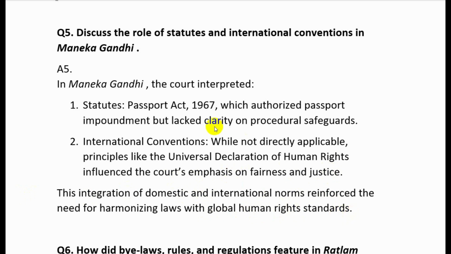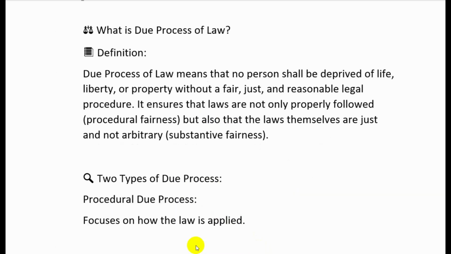Let us also go into a little more detail on this side of the video on due process of law. Alright, let's understand the due process of law in detail. Due process of law means that no person shall be deprived of life, liberty or property without a fair, just and reasonable legal procedure. It ensures that laws are not only properly followed, that is the procedural fairness which was followed in India earlier, but also that the laws themselves are just and not arbitrary, that is substantive fairness. That is, not only the procedure has to be followed, but the law itself needs to be fair and just.